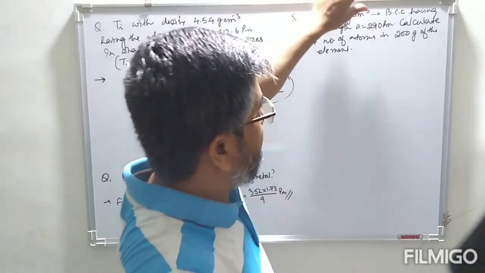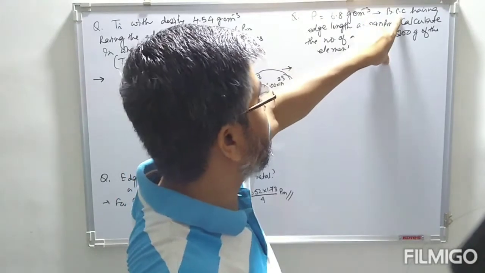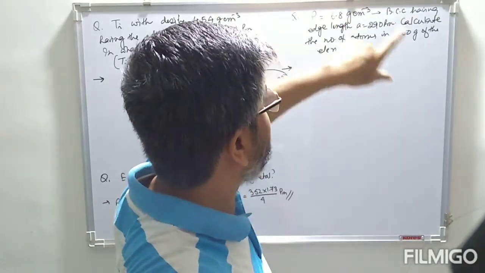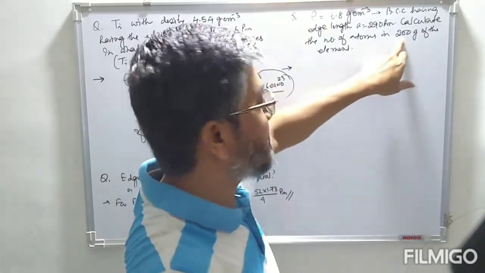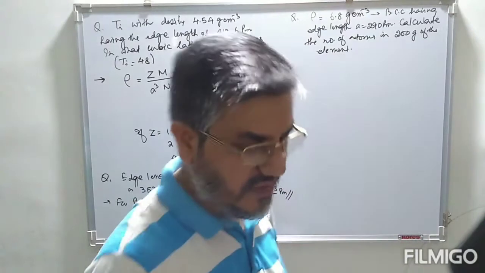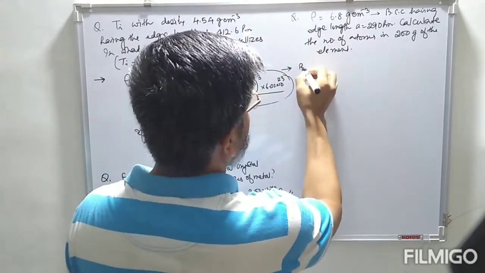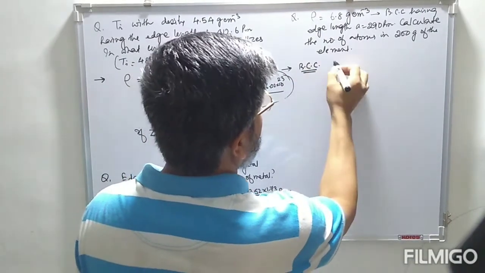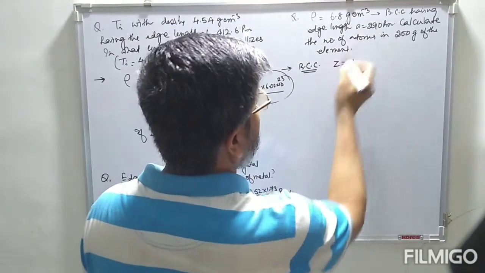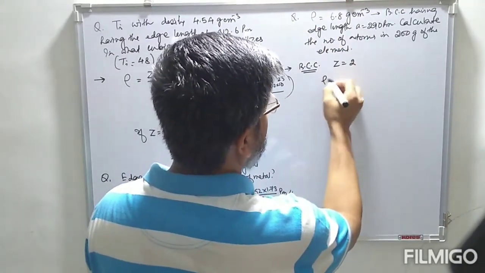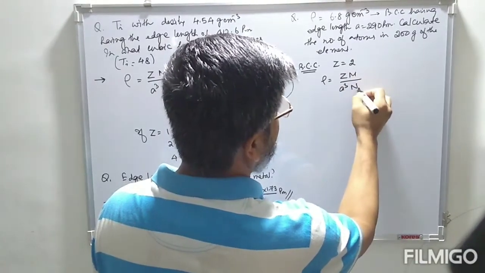So we have a metal or atom. We have an element with crystallization BCC having density 6.8 gram per centimeter cube. Edge length of cubic cell is 290, and total mass of the sample is given as 200 grams. So how many atoms of the element are present in the sample? So question says BCC. So for BCC, Z equals 2. Density is given. So density is equal to Z M by a cube, Avogadro number.